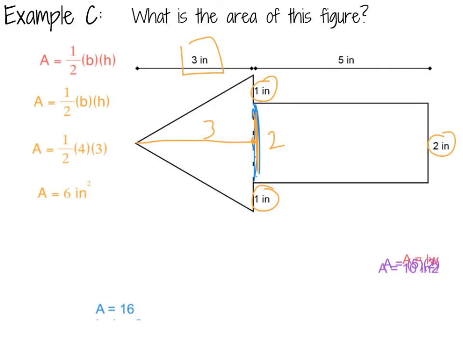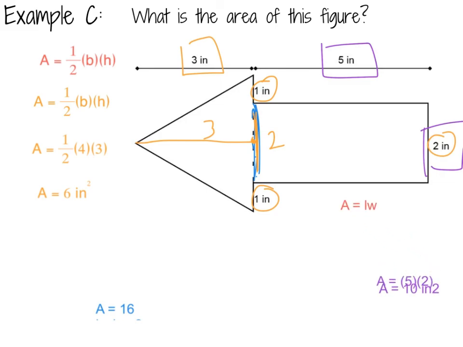I need to take a look at my rectangle, so I need the length and the width. So as we just talked about, the width is going to be 2, and my length up here is 5. So I've got my length and my width. So I'm going to write down my formula, area equals length times width, plug in 5 and 2, and when I multiply those together, I get 10. So I just need to add my two together. So 10 plus 6 is 16 inches.